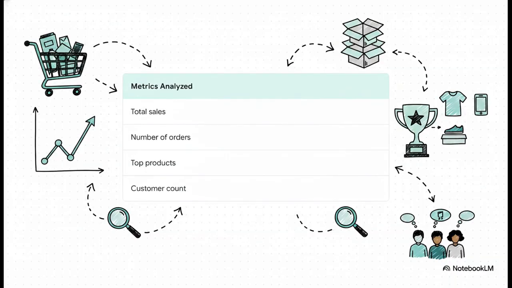Think about running a retail store, and you're analyzing last month's performance. You want to know your total sales, the number of orders you processed, your top-performing products, your overall customer count, the whole shebang. It's basically a factual report card of past performance. Now, it doesn't tell you why sales were up or down, but it establishes the absolute facts of what those sales actually were. It's your baseline.